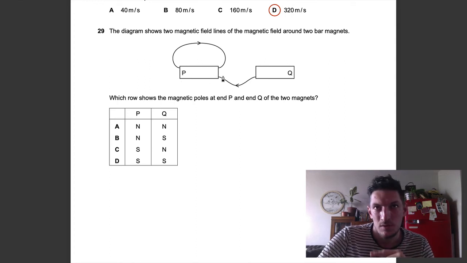Okay. And we see that there is also something leaving here. Now, again, it leaves away from a north going towards a south. So that's a north, meaning that that's a south. So P is a north and Q is a south. Oh, there's a B.